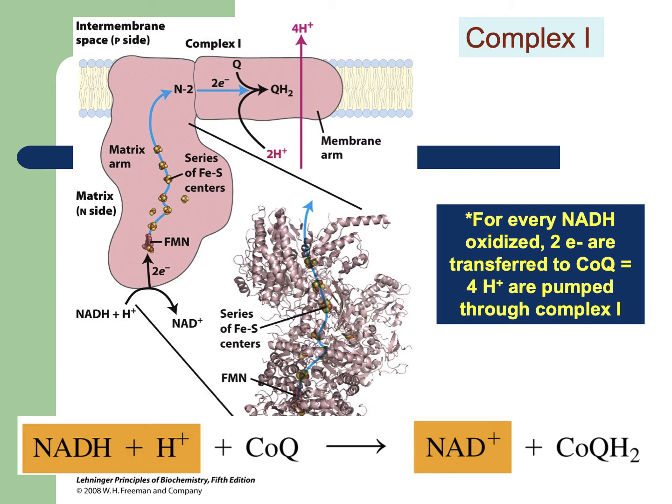So you can see it here, NADH plus a hydrogen proton plus the coenzyme Q leads to NAD plus the coenzyme QH2. And so for every NADH that's oxidized, 2 electrons are transferred to coenzyme Q, and 4 hydrogen protons are pumped through complex 1. Because the passing of these electrons from NADH to the coenzyme Q releases free energy that allows 4 hydrogen protons to be pumped across the membrane, against their concentration gradient, to the intermembrane space.